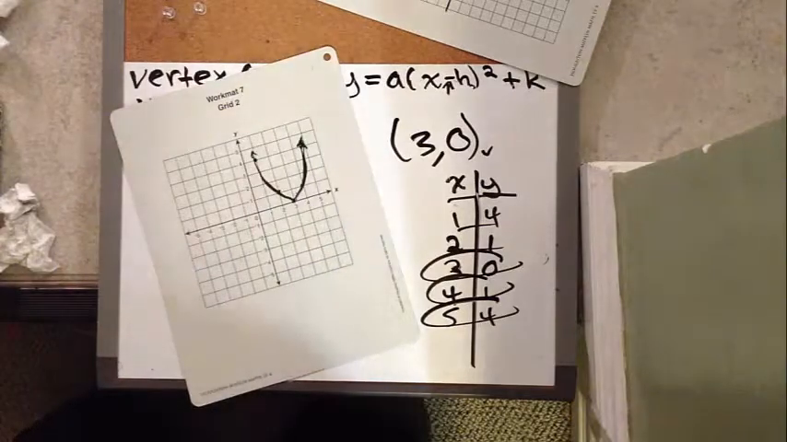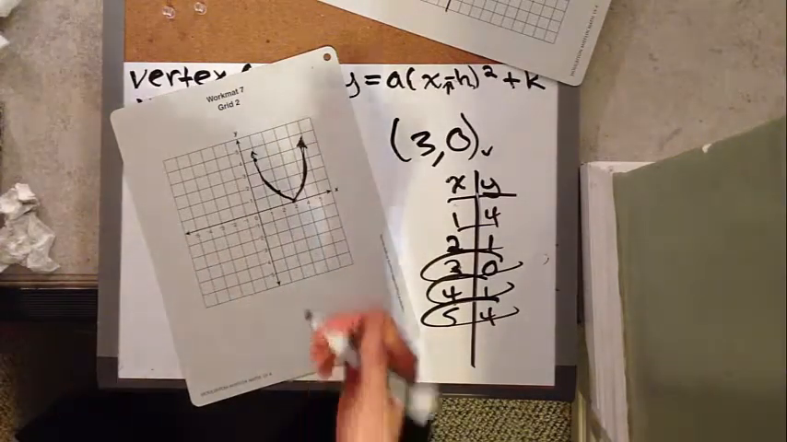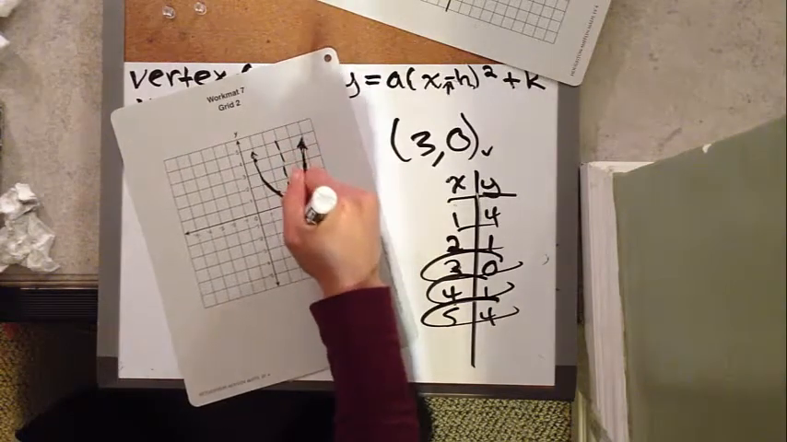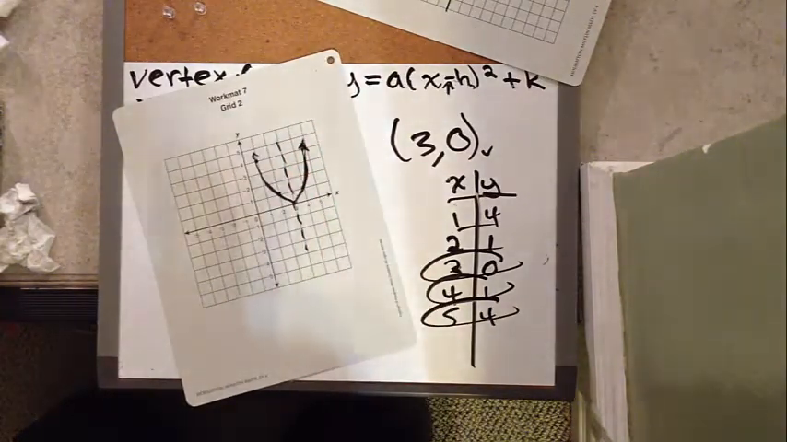All that's left to do is label the axis of symmetry, which will just go right down the center of the parabola through the vertex. And now you're done.